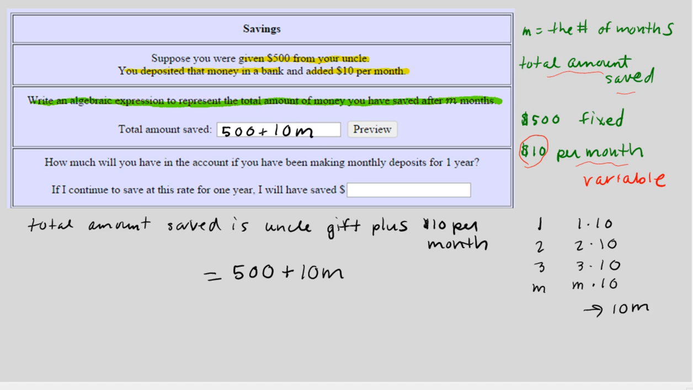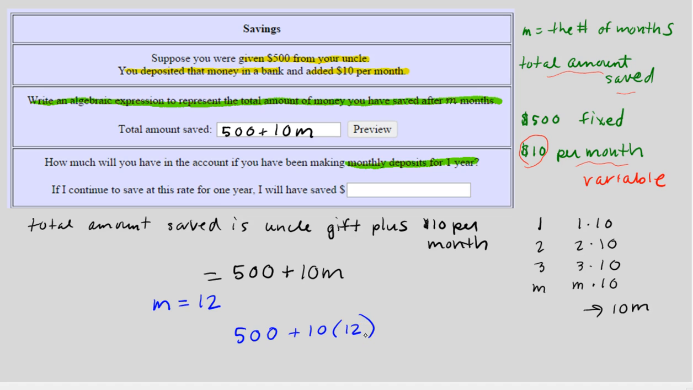Now there's one more part. How much will you have in the account if you have been making monthly deposits for 1 year? Okay, and then it says, if I continue to save at this rate for 1 year, I will have saved blank dollars. So that's how we'd answer this problem, and we're going to put in the amount. So notice, 1 year is basically giving us that the number of months is 12, since there's 12 months in a year. So now we can replace M in our expression with 12: 500 plus 10 times 12.